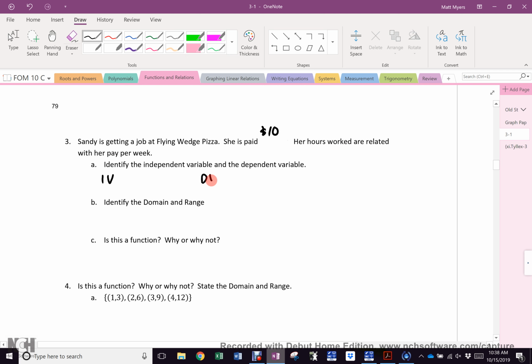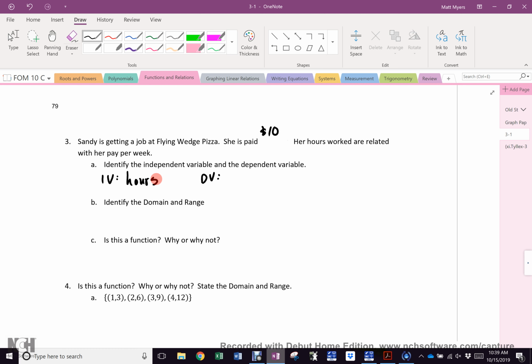IV, DV. Which one of those is independent? Which is it? Well, we've talked about it. Independent is the one that has to live by itself, yes? So hours worked is independent. Why? Because her pay depends upon the hours worked. Does everybody understand that? If I don't go to my job, do I get paid?